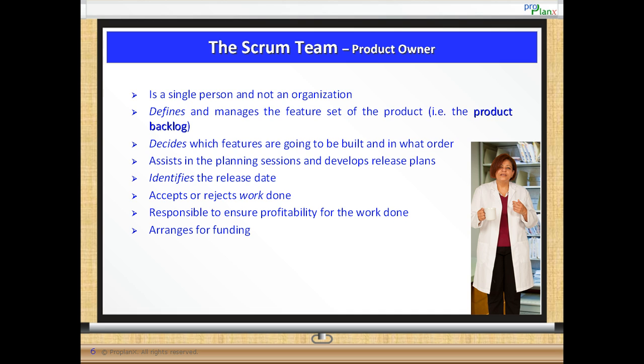The product owner, with the assistance of the team, is involved in the planning sessions and in coming up with release dates and release plans. When an increment of work is created, it is they who have to accept or reject the work done, as ultimately they need to ensure profitability for the work. Also, the product owner has to arrange for funding the project work. To summarize, the product owner is involved in prioritizing, planning, accepting work, and navigating the project towards success.